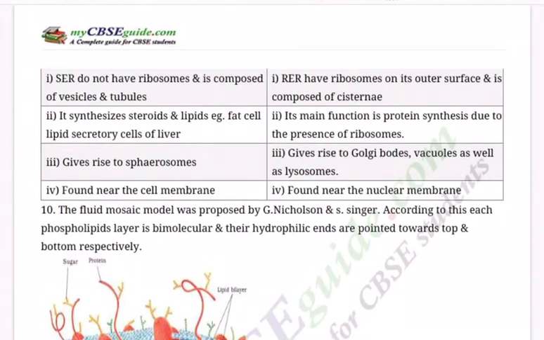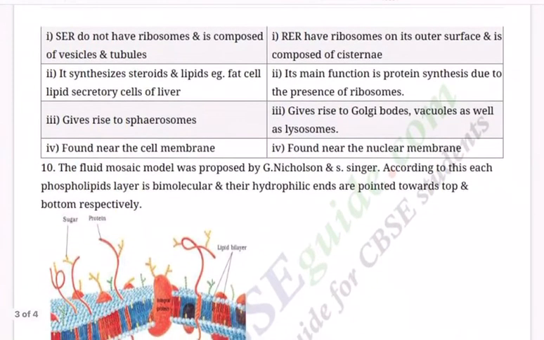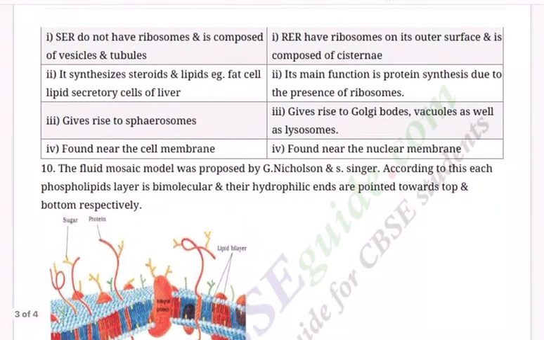Question number 9. SER and RER. SER do not have ribosomes and it is composed of vesicles and tubules. Since they don't have ribosomes on those tubes, they are smooth. That's why the name itself is smooth endoplasmic reticulum. Whereas RER has got ribosomes on that, so the surface becomes rough. So only they are named as RER, rough endoplasmic reticulum.